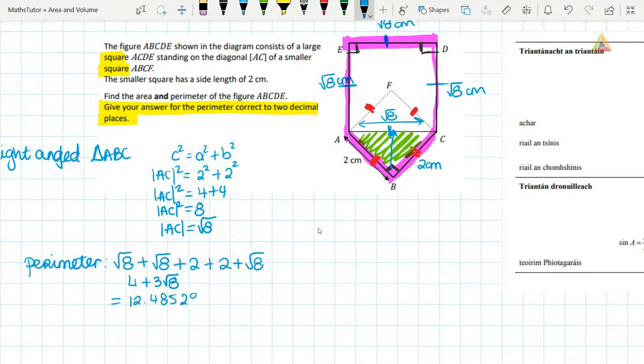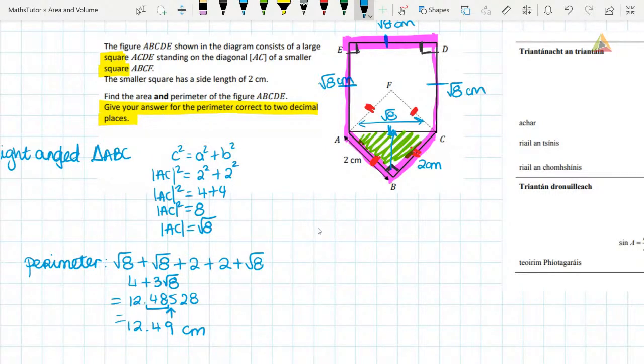12.48528. So 2 decimal places, we're keeping two numbers after the decimal. The next number after those is a 5, and that tells me to round up. So I get 12.49. And because this is a perimeter, that's going to be centimeters. All right, so when it's a perimeter, we're going to have centimeters as our units.